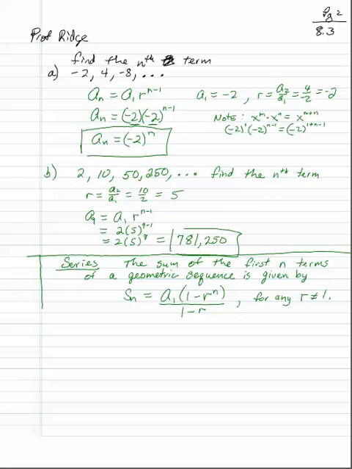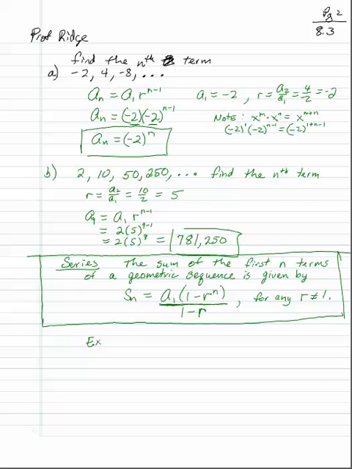Alright, so for a series, remember that's the sum of the terms of a sequence. The sum of the first n terms of a geometric sequence is given by s sub n. So there's that notation again for series. And that s sub n is equal to a sub 1, the first term, times the quantity 1 minus r to the n, all divided by 1 minus r, for any r not equal to 1.